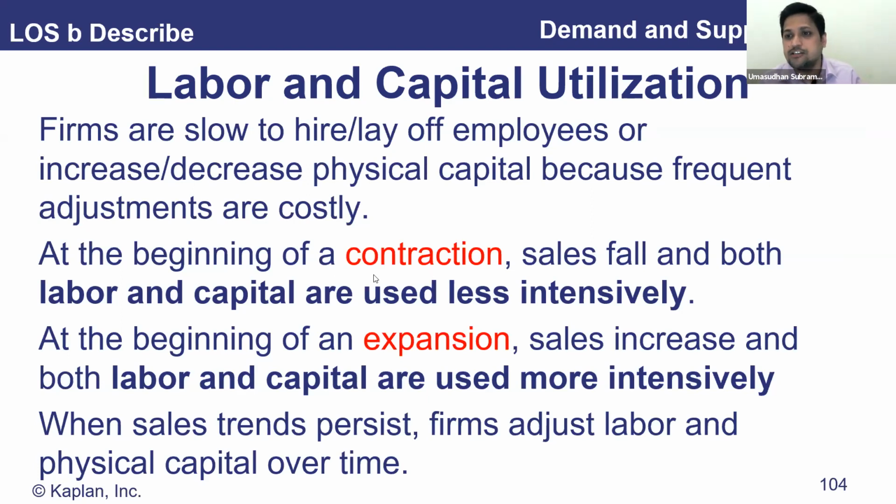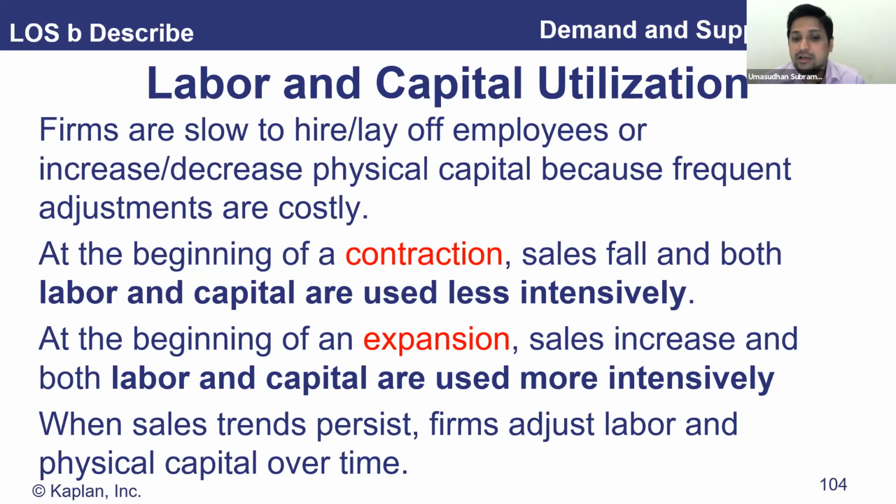If you have a contraction, things are going down, sales drop. But will you immediately drop your labor and capital? Will you immediately reduce your amount of capital and labor? No, you can't do that in the short run. So what you will do is utilize them less. You will maybe utilize 60% of your labor, but you will be paying 100%. You will still have capital. You cannot adjust them immediately. So that's what you do.